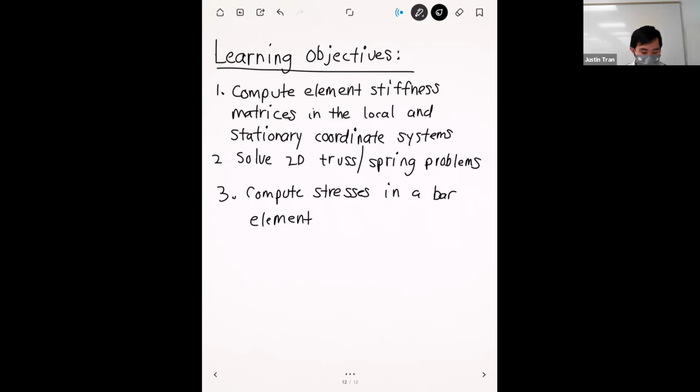Okay, so the plan for today is we're going to continue with our lecture notes on truss elements. We'll see how far we can get. I'm hoping that we can finish today, but it's quite a tall order. But no worries, we'll get as far as we can, and then we'll go from there.